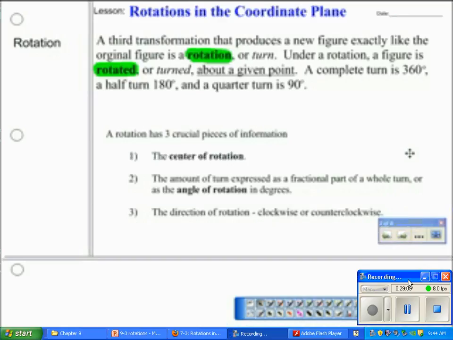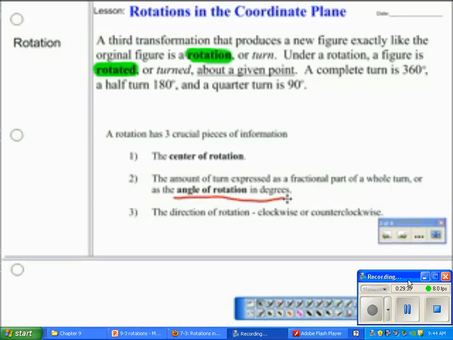The amount of the turn expresses a fractional part of a whole, right? So if it's 180, what else could I call it? A rotation of a half. If it's 90, we could call it a quarter turn. What would a 60-degree turn be? 60 out of 360 is one sixth. The angle of rotation in degrees is what we commonly use.